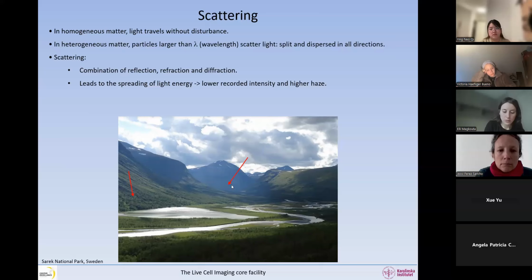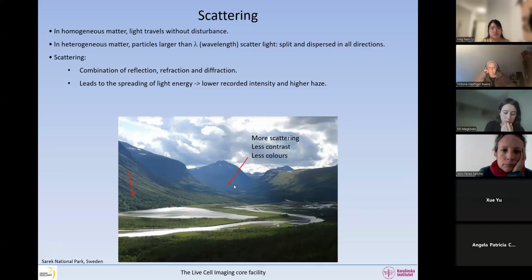Why? It's because this mountain is further away from the photographer, and therefore between the camera and the mountain, there are a lot more particles in the air. There can be droplets of water or dust or stuff like this. As you can see, as we go deeper, we have more scattering, so we lose the light. And what happens here is that we have less contrast and less color. Okay, so this is what happens as we go deeper in our sample.